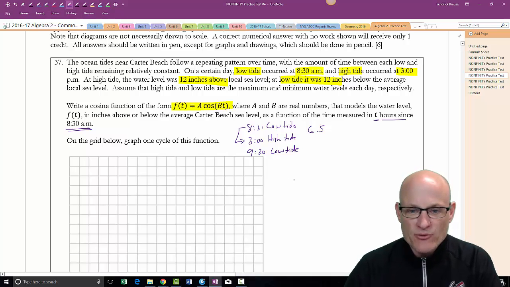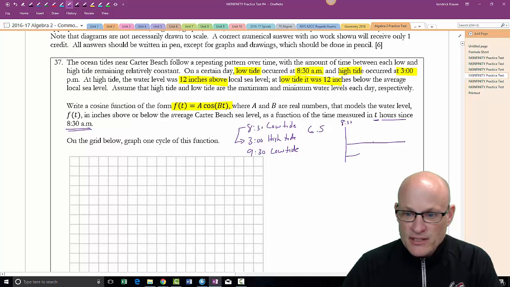So how's this going to work? Think about what's going on here. It's going to start at 8:30 at low tide. Somewhere around 3, it's going to be up at high tide. And then somewhere back at 9, it's going to be low tide.